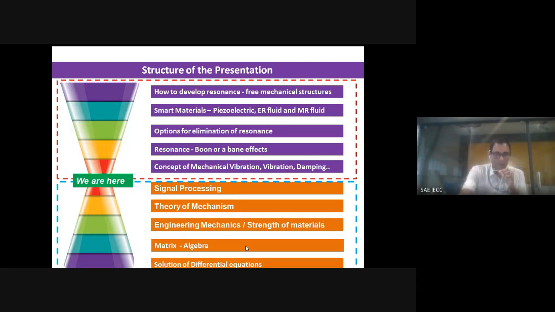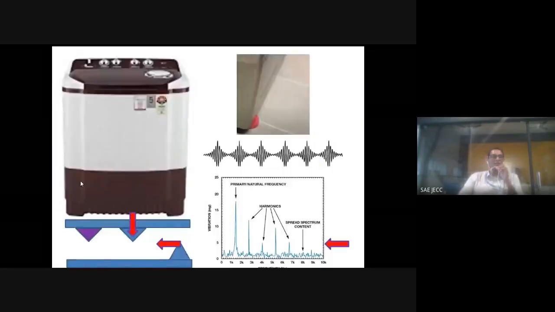examples. Now, let us start our presentation with a common example, that is a washing machine, because this will give you some idea about what is resonance and how the resonance is affecting our day-to-day life. Let us see this particular washing machine having two parts, the washing part and also the dryer part. Now, you might have observed some vibration when you switch on the dryer part.